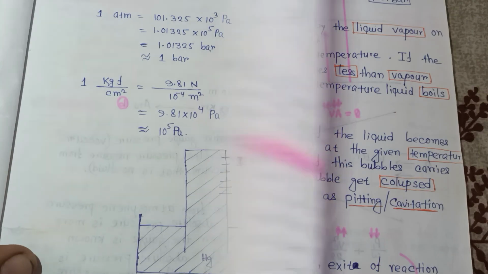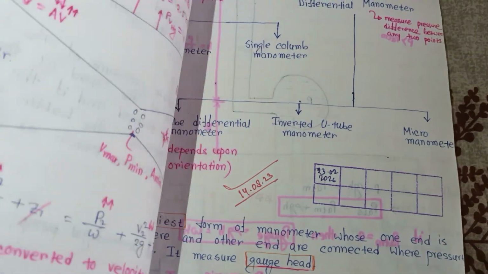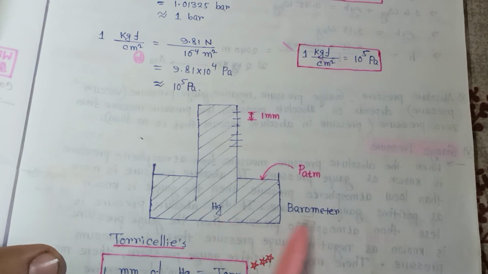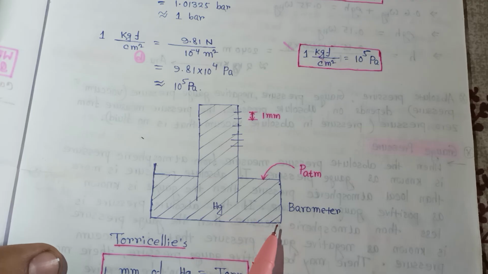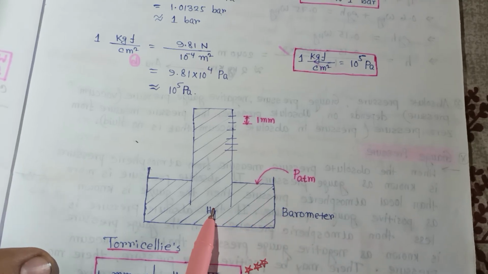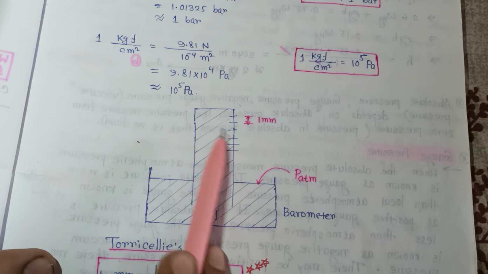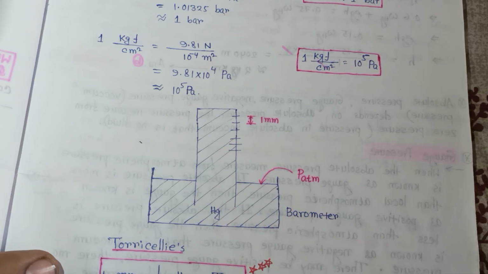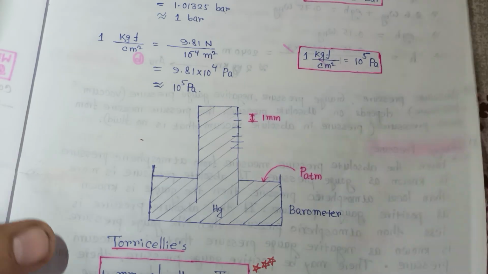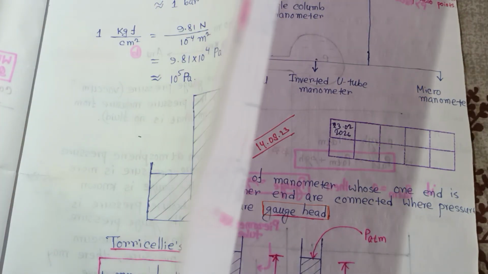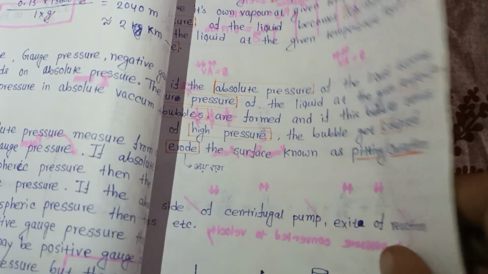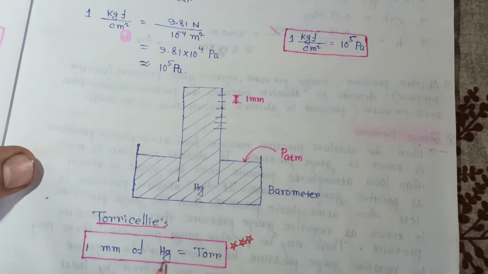Now Torricelli's barometer. The barometer was invented by Torricelli. This is the barometer here. Here there is atmospheric pressure, and there is a height H, and a small diameter tube inserted here. This distance is 1 mm Hg. So 1 mm of Hg is equal to 1 torr. Just remember this data: 1 mm of Hg is equal to 1 torr.